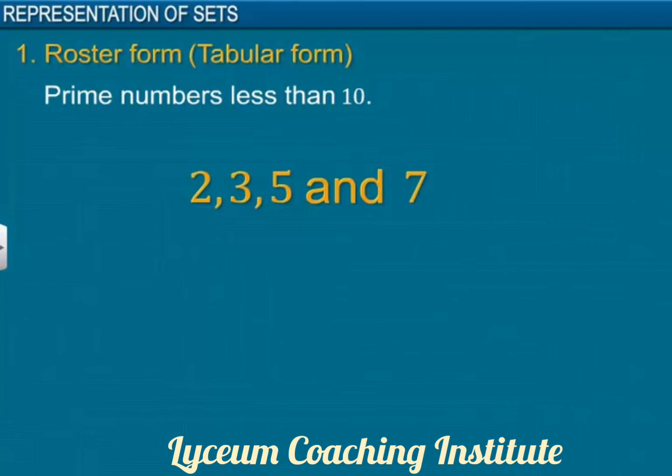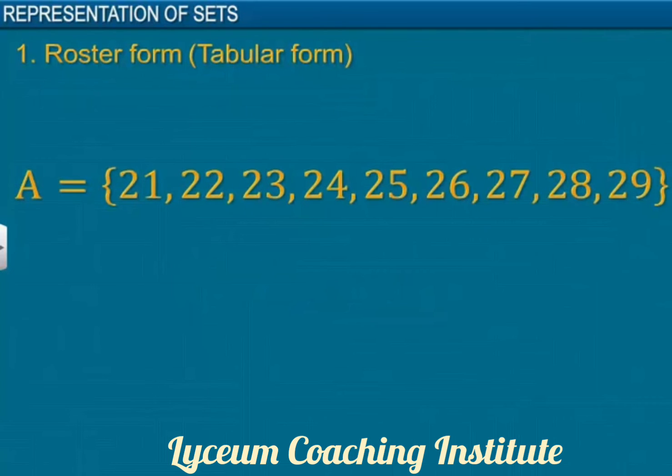To represent this set in roster form, we simply start with a bracket, list the elements, and close with a bracket. Let's name this set as P. Similarly, a set of natural numbers between 20 and 30 is represented as shown. It should be noted that the order of the elements in a set is immaterial. So, set A can also be written as shown.